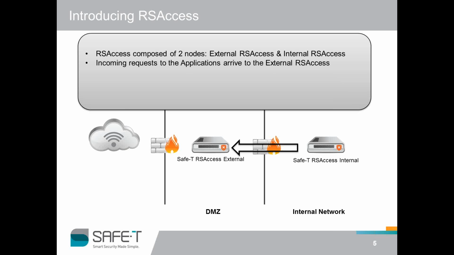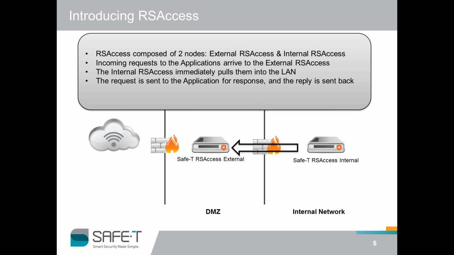Any incoming request to the applications arrives at the external RSAccess, and then it's immediately pulled by the internal RSAccess into the internal network. Then the request is sent to the specific application for response, and the reply is sent back using the internal RSAccess to the external RSAccess and then back to the user.